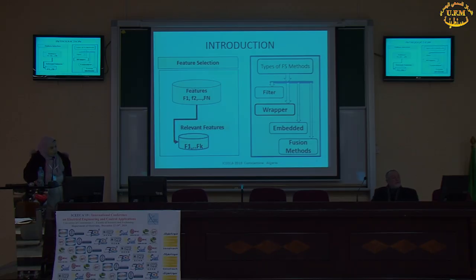There are many categories of feature selection approach. There is the filter approach, where we use a statistical approach to select the final subset of features. The second is the wrapper approach, where we need to use the classifier to evaluate the quality of the solution. Embedded methods are feature selection approaches that combine both filter and wrapper approaches. And finally, fusion methods use different feature selection approaches, and the final subset is chosen by majority vote.